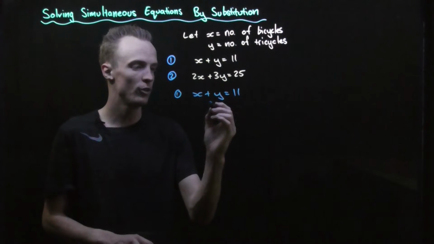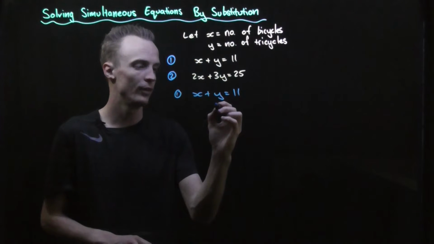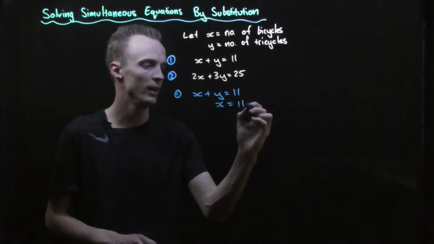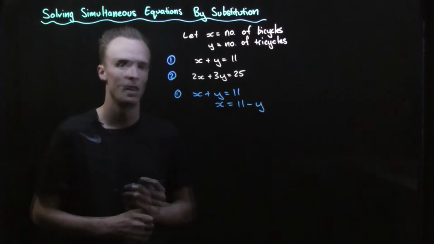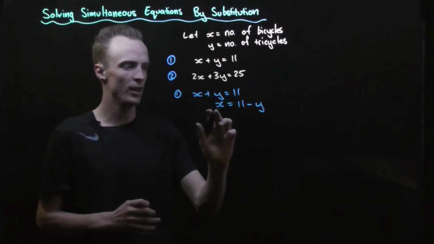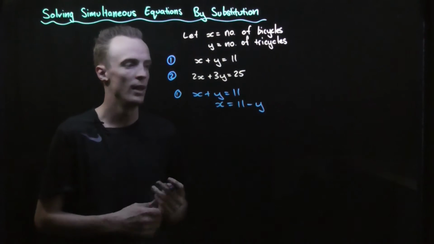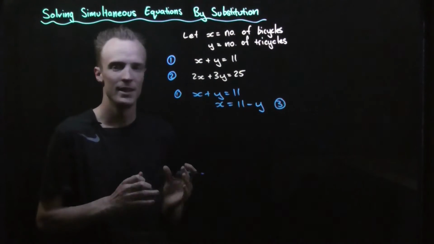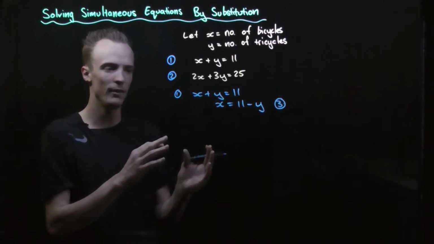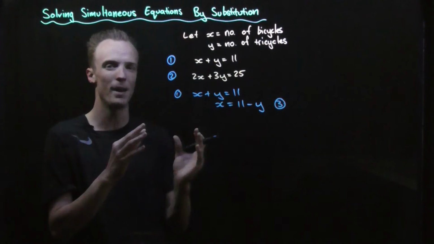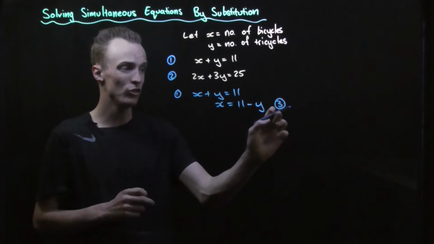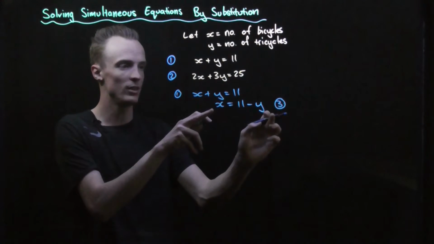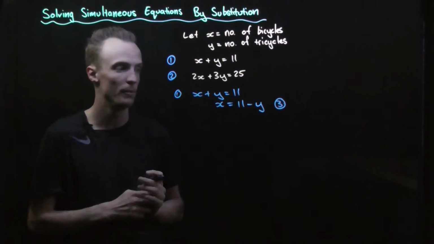To do that, I subtract y from both sides. So on the left-hand side, it will leave me with x. On the right-hand side, it will be 11 subtract y. So what I've done here is I've successfully isolated one of the variables. And for the purpose of this video, I'm going to call this equation 3. So now what I need to do is take one of the equations and substitute it back into the other. Now remember, equation 3 is actually equation 1. So we need to substitute this into equation 2.